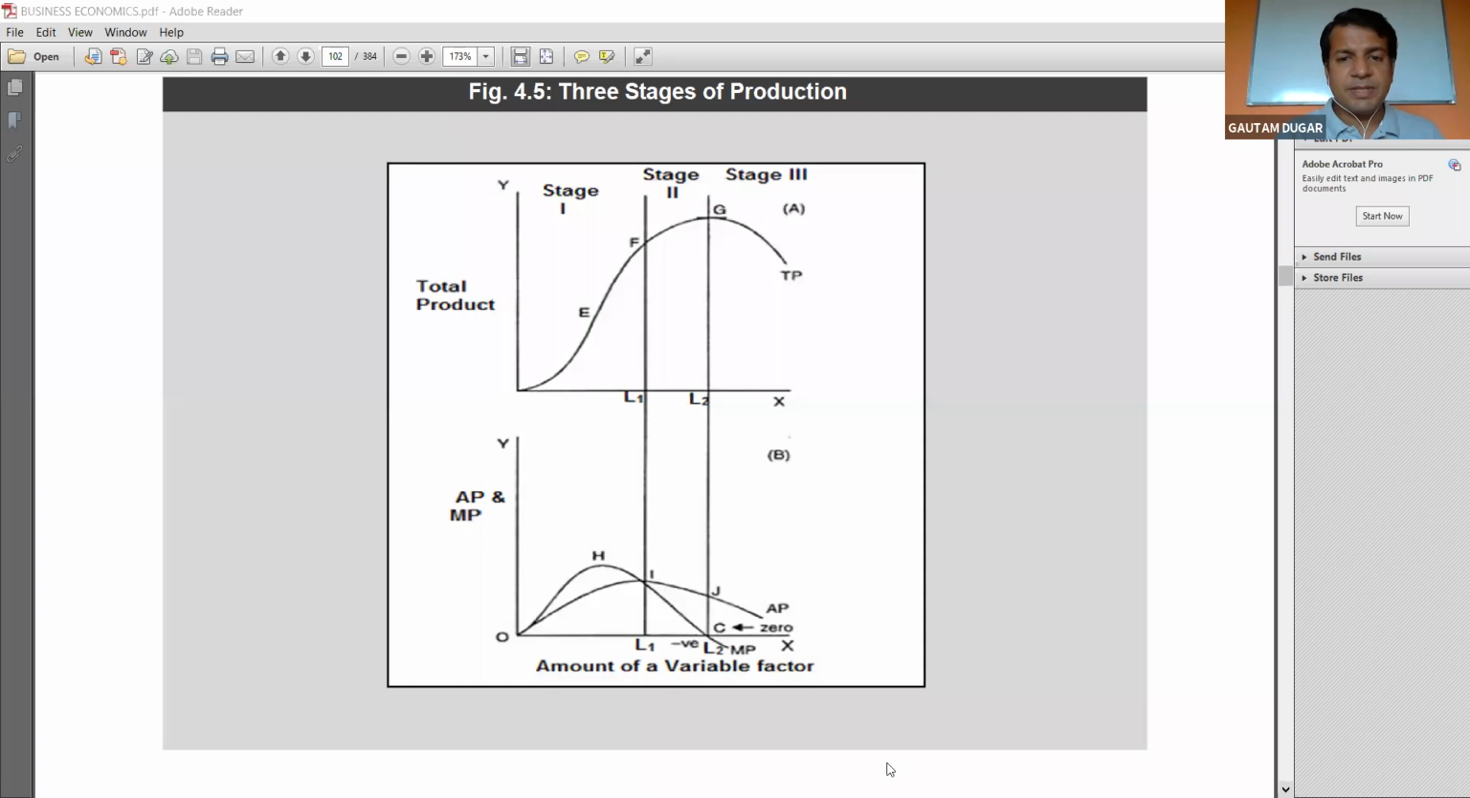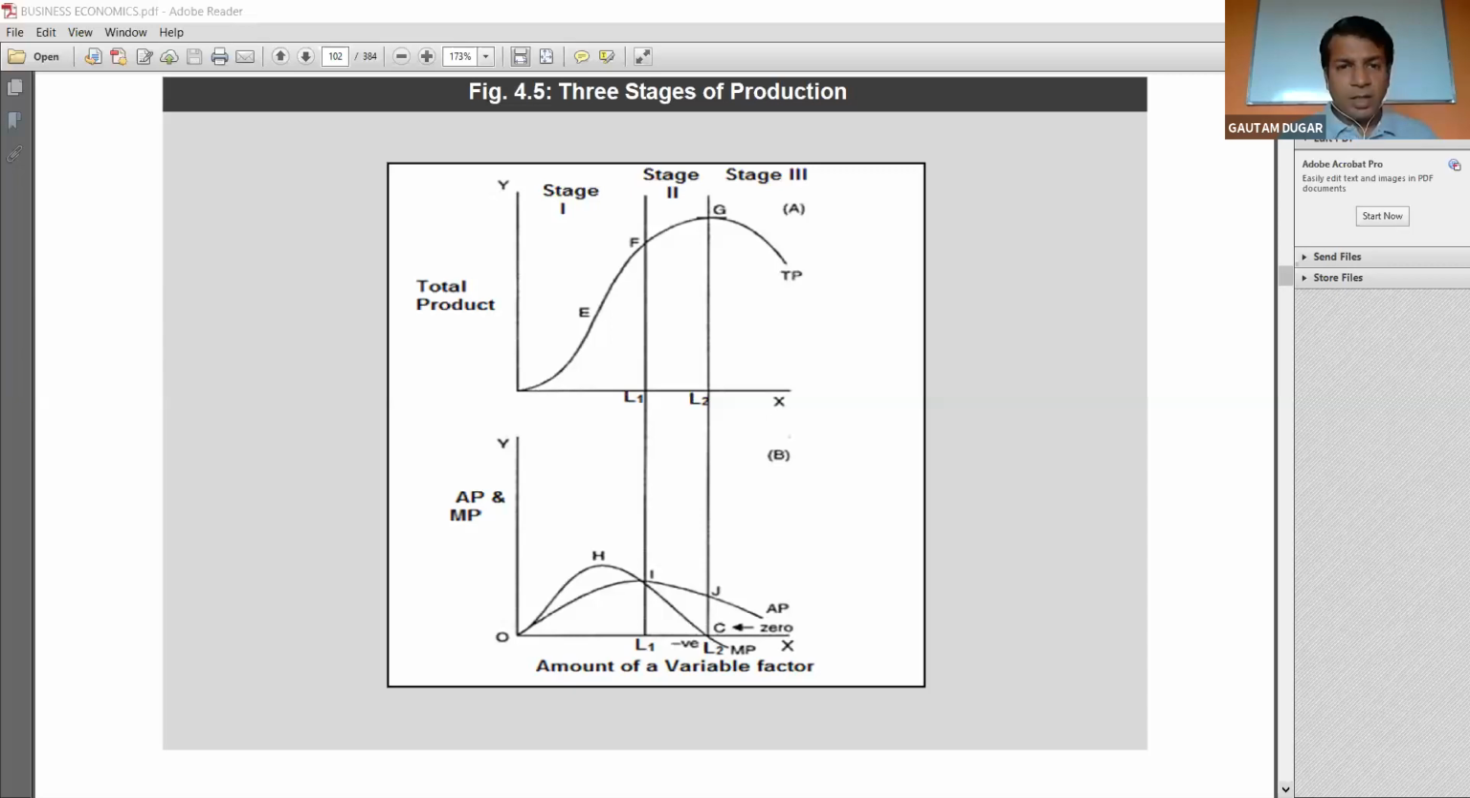So this was basically the diagram part. Someone requested me to explain this portion. Hope, ma'am or sir, your doubt is clear.